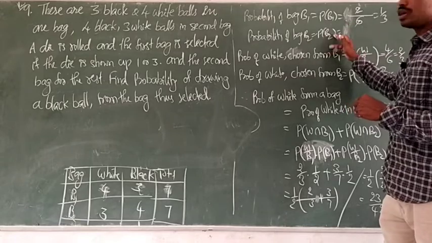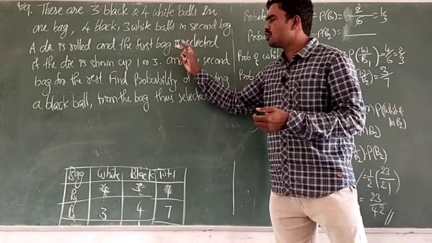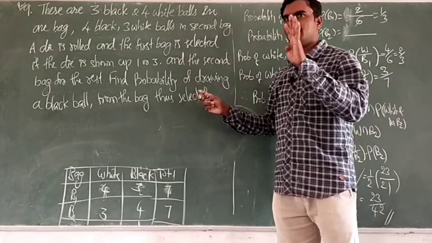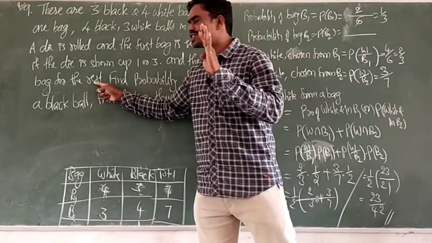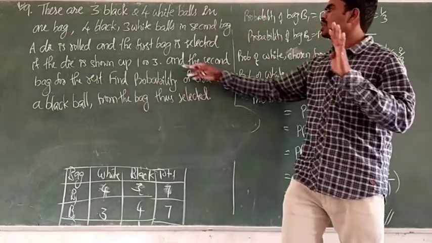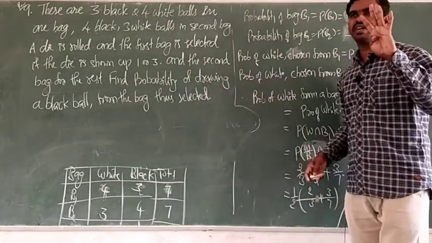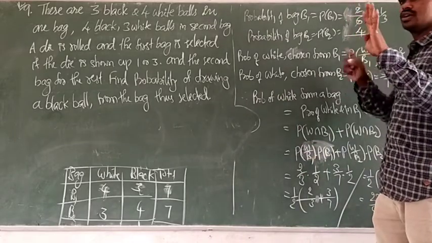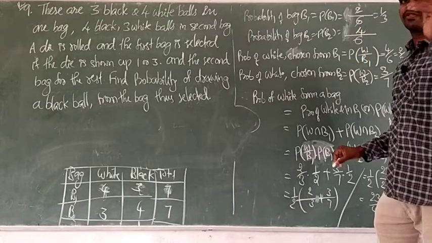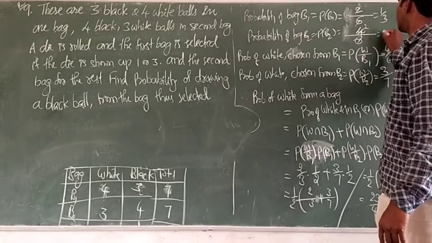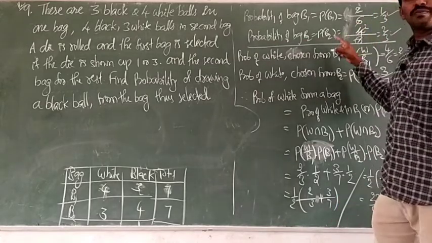Similarly, probability of B2 means the die shows 2, 4, 5, or 6. How many are there? 4. Why am I taking 2, 4, 5, 6? Because for the second bag it is the rest, meaning other than 1 and 3. 4 favorable outcomes out of 6 total possible outcomes, so we get 2 by 3. Okay? In this way we can find the probability of B1 and of B2.